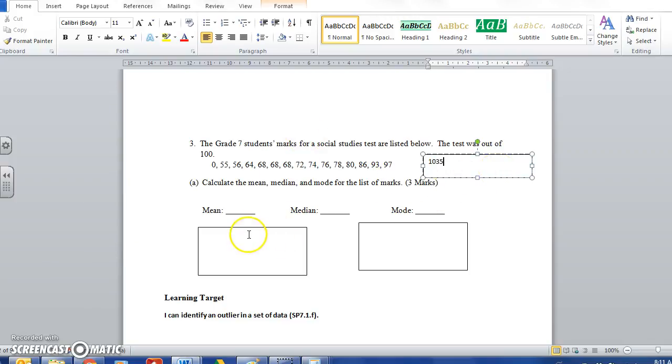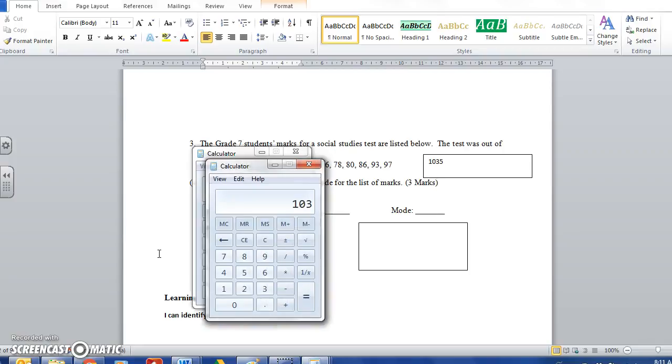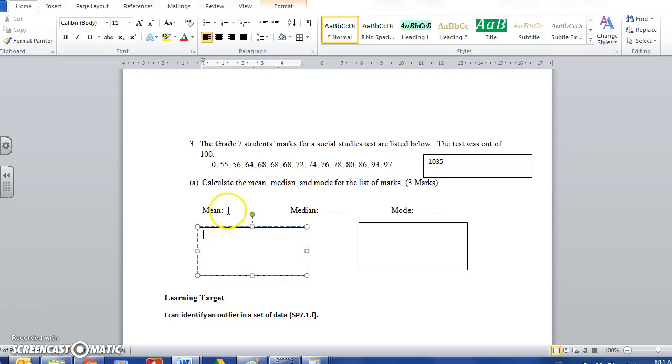Okay? So remember, for my mean, I need to figure out how many numbers there are. There's 1, 2, 3, 4, 5, 6, 7, 8, 9, 10, 11, 12, 13, 14, 15 numbers. So I take 1035, divide by 15, and I get 69. So I know my mean is 69, because I took my total divided by how many numbers there were.